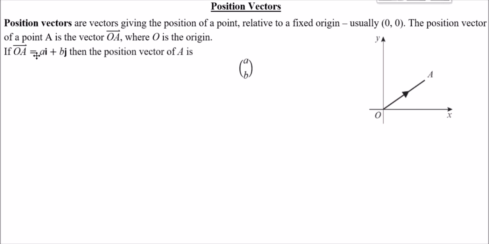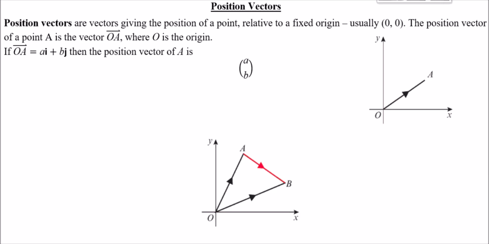So if OA is AI plus BJ, in other words, A units to the right and B units up, then the position vector of A is just AB as a column vector, which isn't too surprising. You should know by now column vector form, for example, from translating shapes or graphs by a column vector. The top number tells us how far we move to the right, in the positive x direction, which is the same as the direction of the unit vector i, and the bottom number b tells us how many units we move in the positive y direction, which is the same direction as the unit vector j.